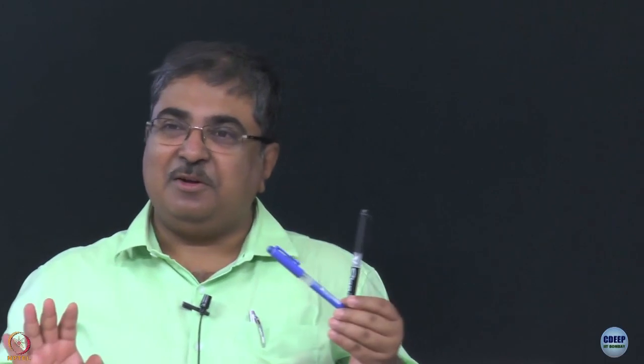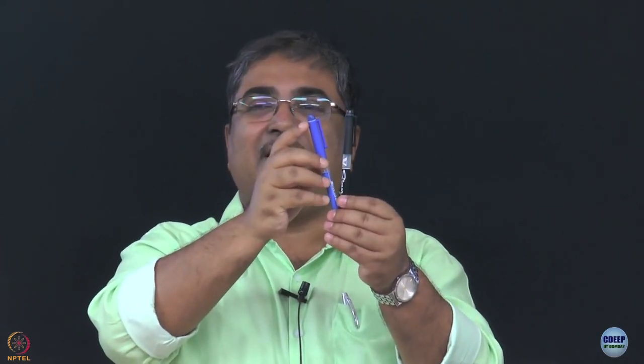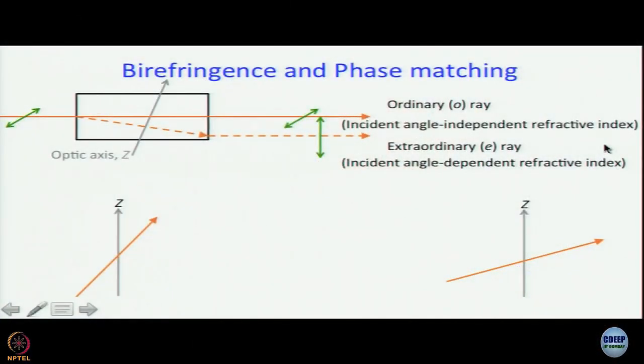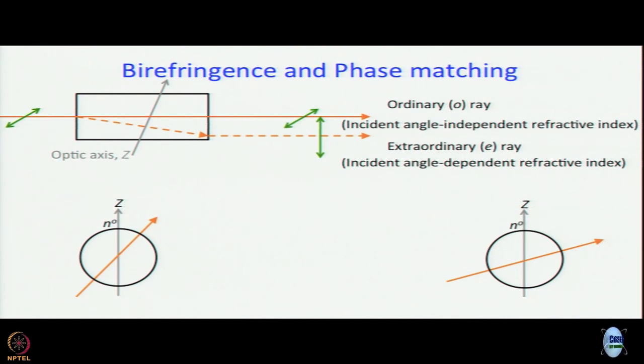Can you tell me what shape I will get for the ordinary ray? For the ordinary ray, if I plot, so for this angle theta 1, I plot n o, then for this angle I will plot n o. It will be the same, is it not? Because remember, for an ordinary ray, the refractive index is not dependent on the incident angle, right. So, I will get a circle, and it is a polar plot. So I will get a circle like this. This is a circle I get for n o, where o stands for O ray, ordinary ray.